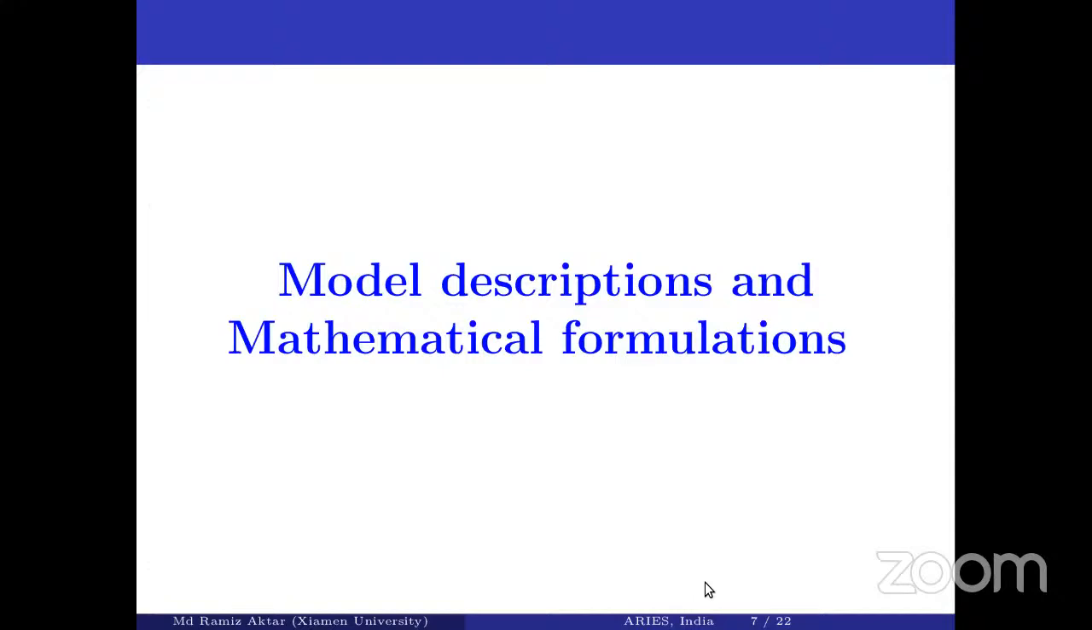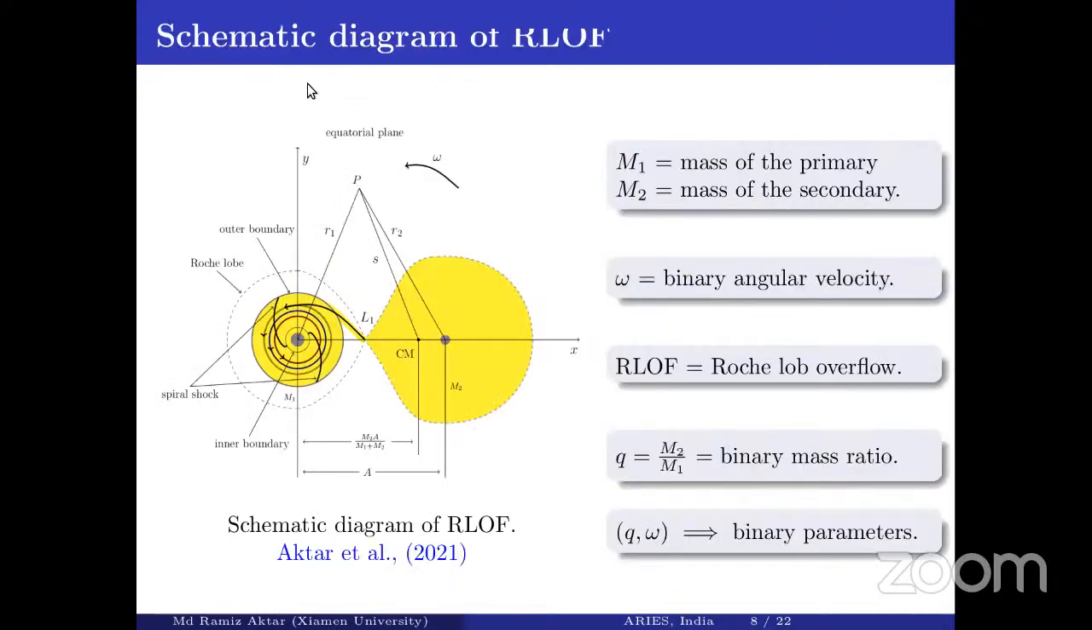So now let's describe our model description and mathematical formulation. Before going to the mathematics, I want to show the schematic diagram of Roche overflow. This is the primary star, M1, and this is the secondary star. The mass of the secondary star flows through the first Lagrangian point and forms an accretion disk.